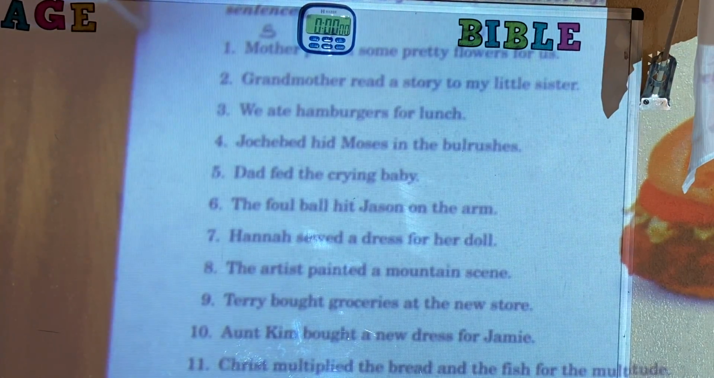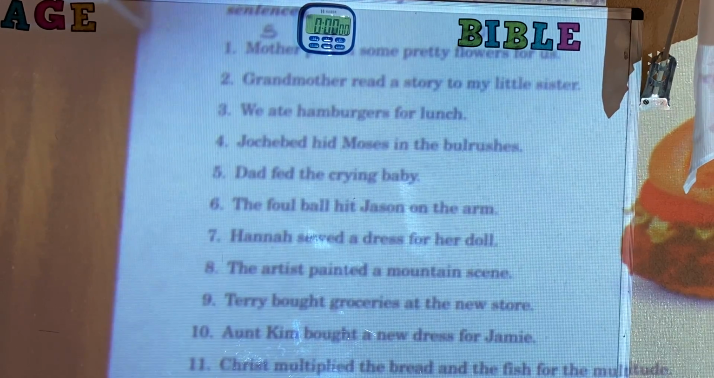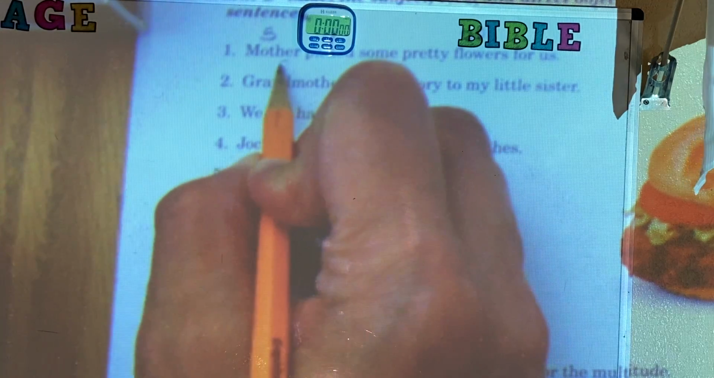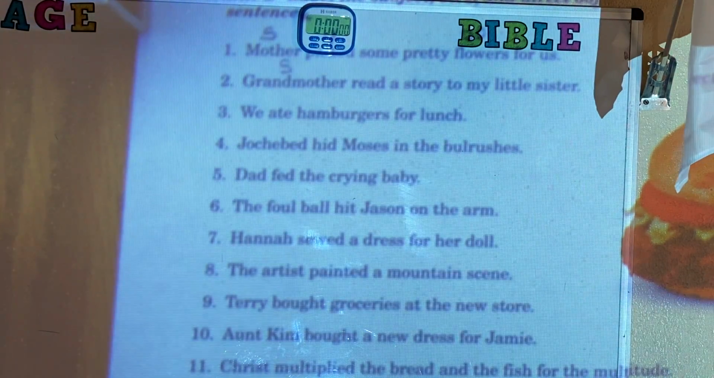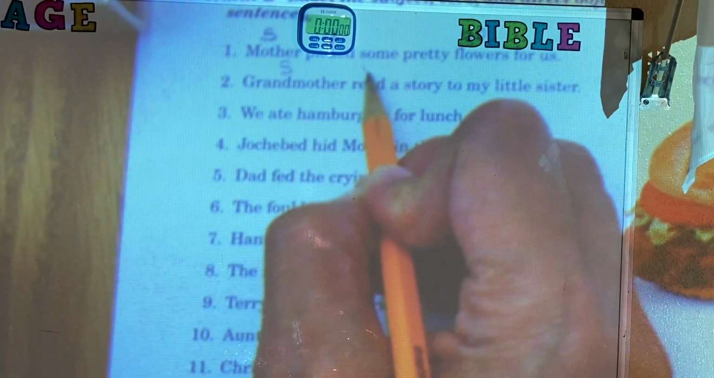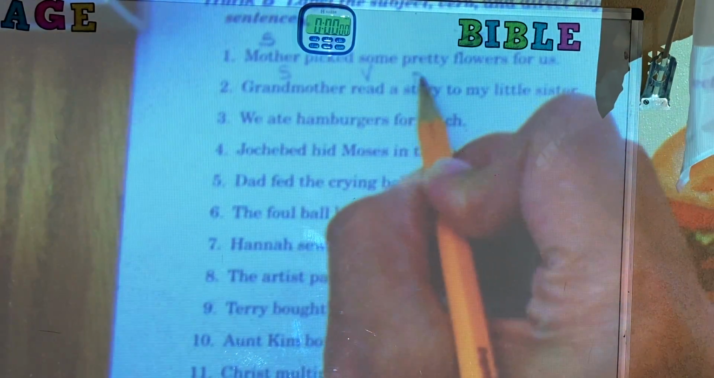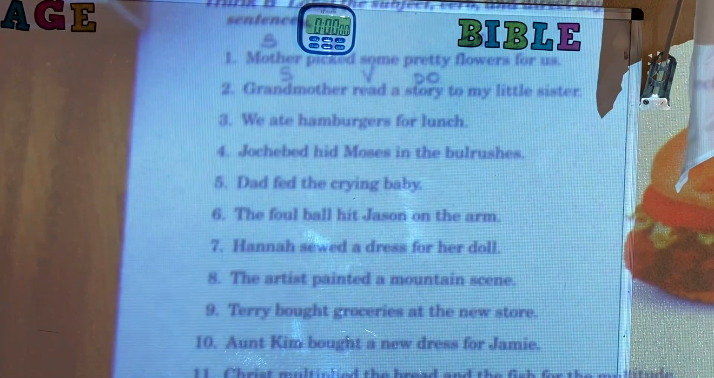Number 2. Grandmother read a story to my little sister. Who are we talking about? Grandmother. That would be the subject. What did the grandmother do? She read. That would be the verb. What did she read? A story. That would be my direct object.